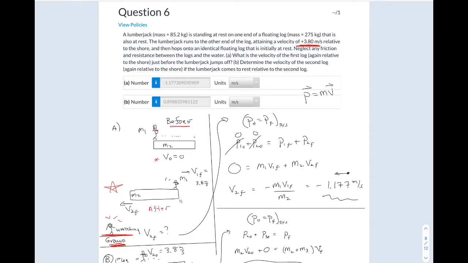Here's the lumberjack at the end, with that speed. And they want you to find in part A, what is the velocity of the log? So in the before picture, you have no motion. Now the lumberjack's moving to the right. If you start with no momentum or no motion, and now in the final picture you have something that moves to the right, there better be something that moves to the left, and that's the log.